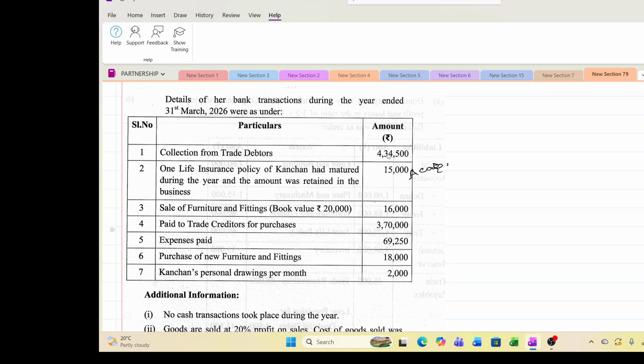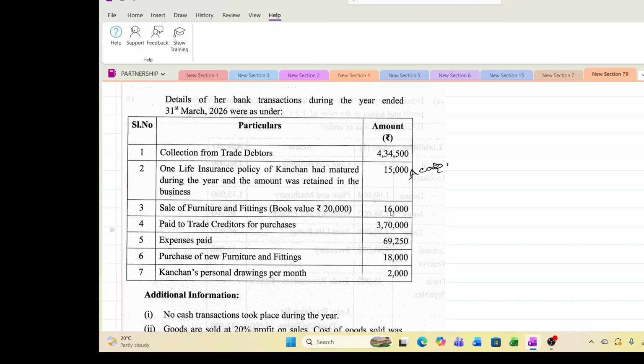434,500 is collection. This goes to your bank debit side collection, and it goes to your debtor account. This is also a collection, and it goes to additional capital account. Then sale of furniture 20,000 we are going to reduce from the furniture account. 16,000 by bank we have got this amount, and 4,000 is the loss.